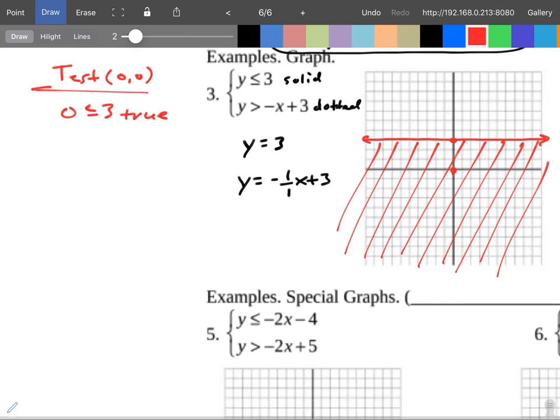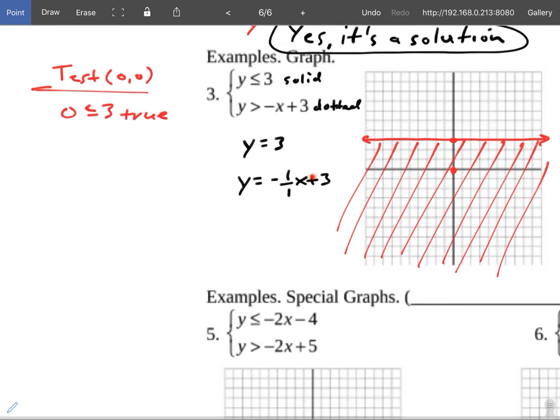Now we have to do the bottom inequality. I keep saying equation. That one's going to be dotted, and then the solution is going to be all the points in the double shaded region. So that bottom line is going to be dotted.